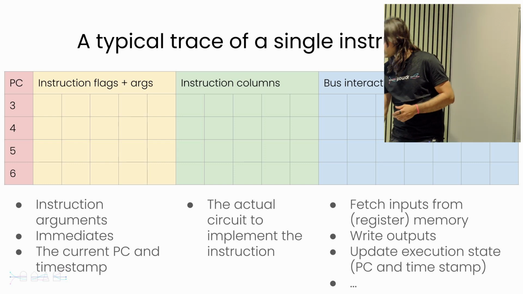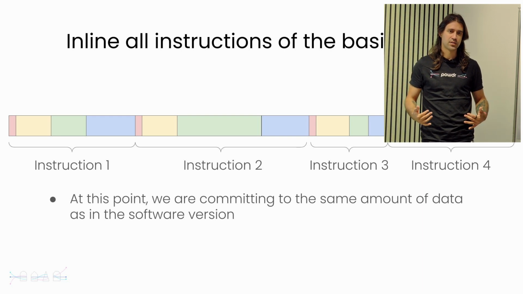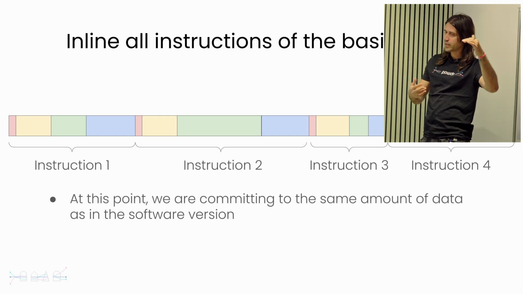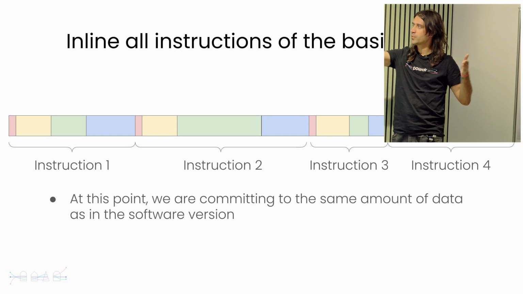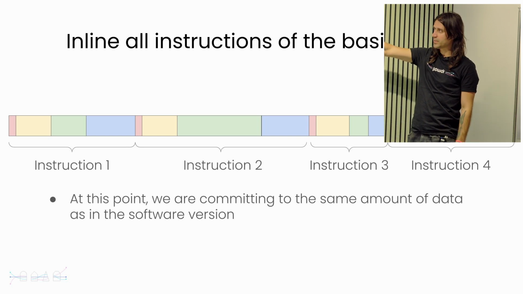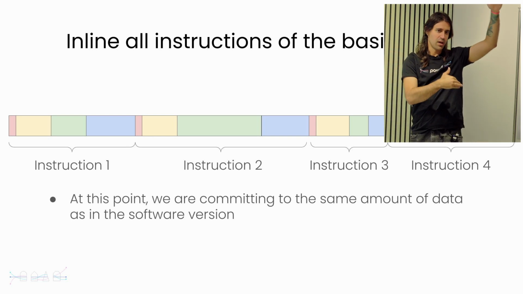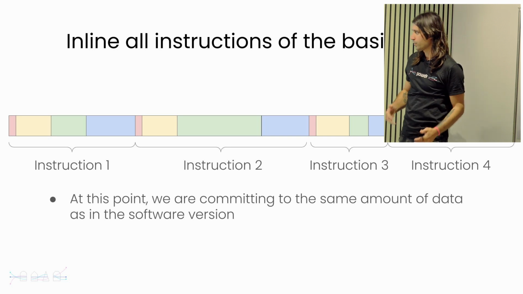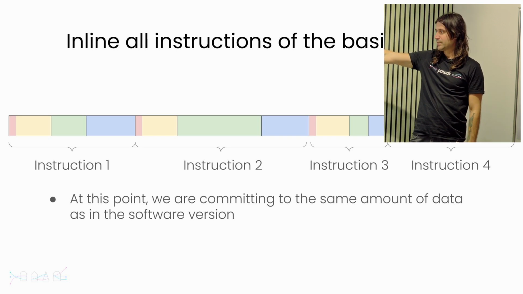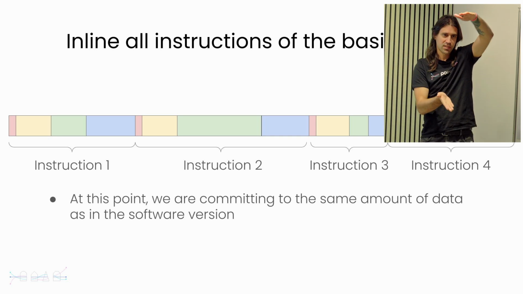So the first step, what I mentioned before, you take all these rows that would be needed with all these columns for that block that I showed earlier, and you just put them next to each other. So this is now one super wide circuit. And each row of this is going to do what that entire block of assembly was doing at the beginning. But as the comment says, at this point, we're committing to the same amount of data as a software version. There's no improvement here versus software. We just took this and we did this.